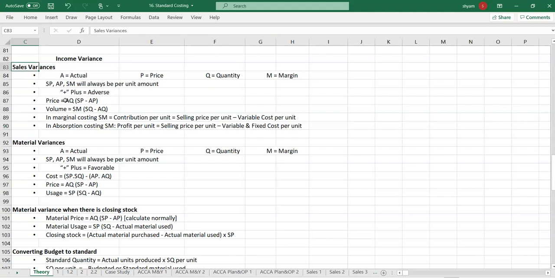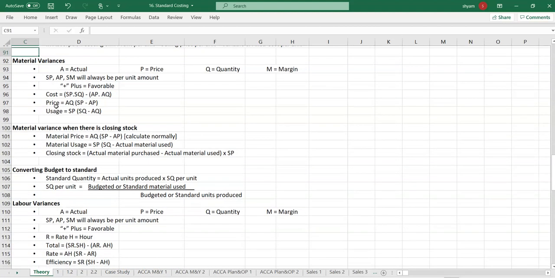So always be very thorough. A refers to actual, P refers to price, Q refers to quantity, and in this one, M refers to margin. Only in sales variance do we have this bifurcation for marginal and absorption. In other variances, it doesn't work like that. The answer of all variances can be split into a favorable variance or an adverse variance, but we'll see that in a problem. We don't need to confuse a lot of things here itself.